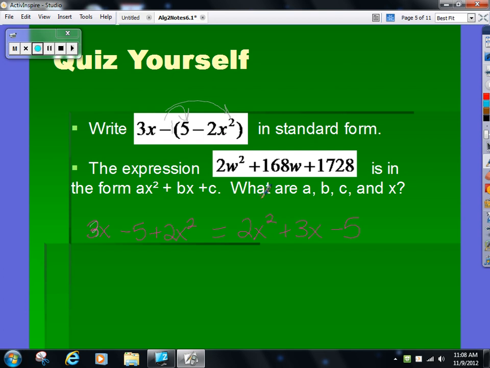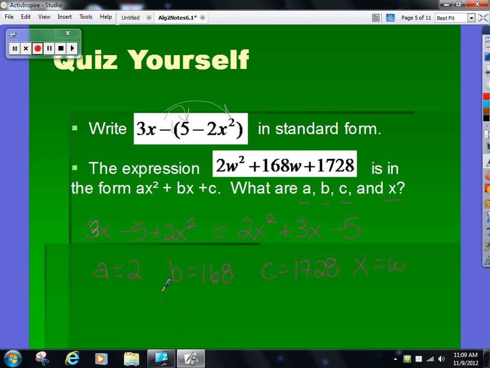The expression 2w squared plus 168w plus 1728. This is in standard form because the squared, then the first term, then no w. So if they want to know what a, b, c, and x equivalents are, what is a going to be? 2, because that's what's in front of the x squared. B would be 168. C would be 1728. And the equivalent to x in this example is w.